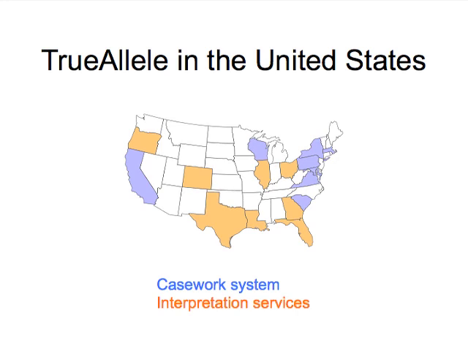TrueAllele is used in 2 ways in the United States. In blue, these are states where 1 or more labs have purchased a TrueAllele system, and they're bringing them on board to use in-house. And in those states, as well as in the orange states, groups have Cybergenetics interpret the evidence for them because their system isn't on board yet, or they don't have a system. So that's TrueAllele in the US.